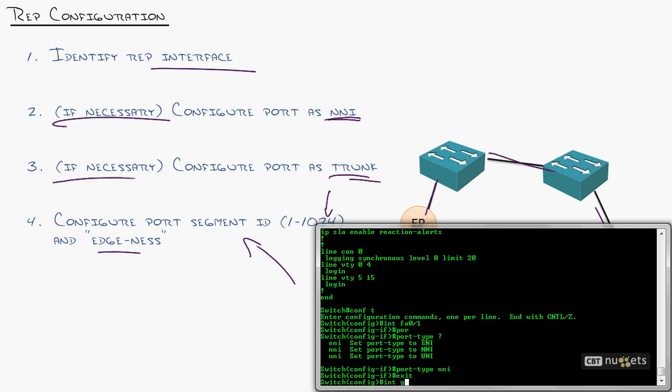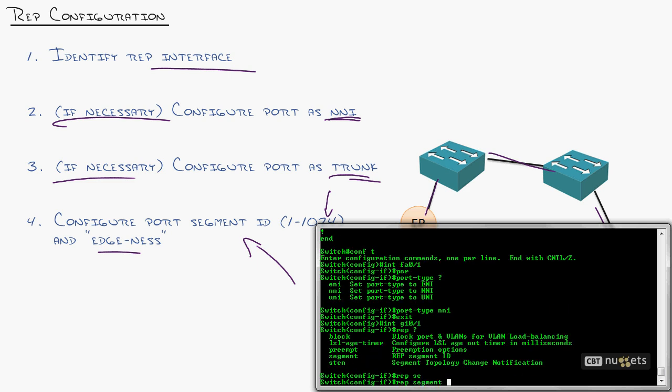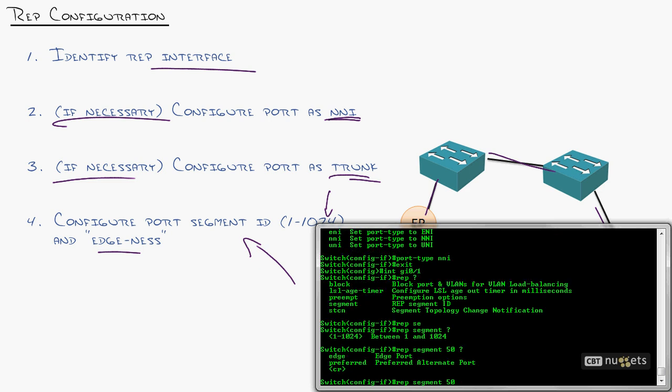We're going to go under gigabit 0/1, and the command that you're going to type in is rep followed by the segment ID, and you choose the segment ID. Now this has to agree the entire chain down, right? So I'll just grab 50. Why not? Segment ID 50. If you're configuring a normal port, then you just hit the enter key, and that will now allow it to participate in the REP segment.